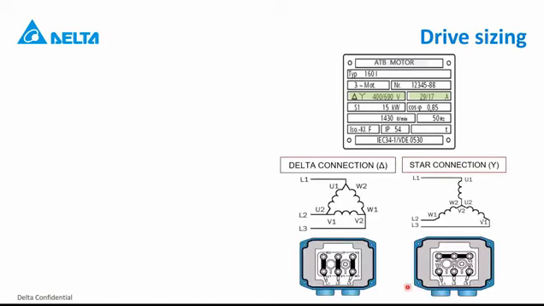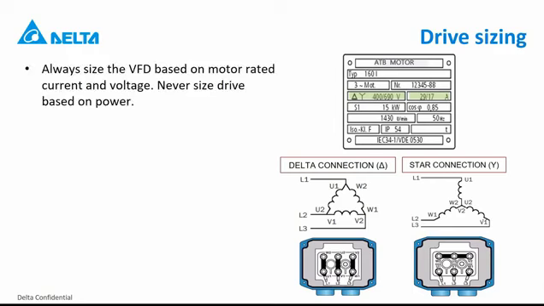So here you have the different connection types that you can use, either for delta or for star. It's important to keep in mind to size the drive always for the rated current, which you see here. If, for instance, you go for a 400 volt drive, then you need to size a drive which can do continuously at least 29 amps.